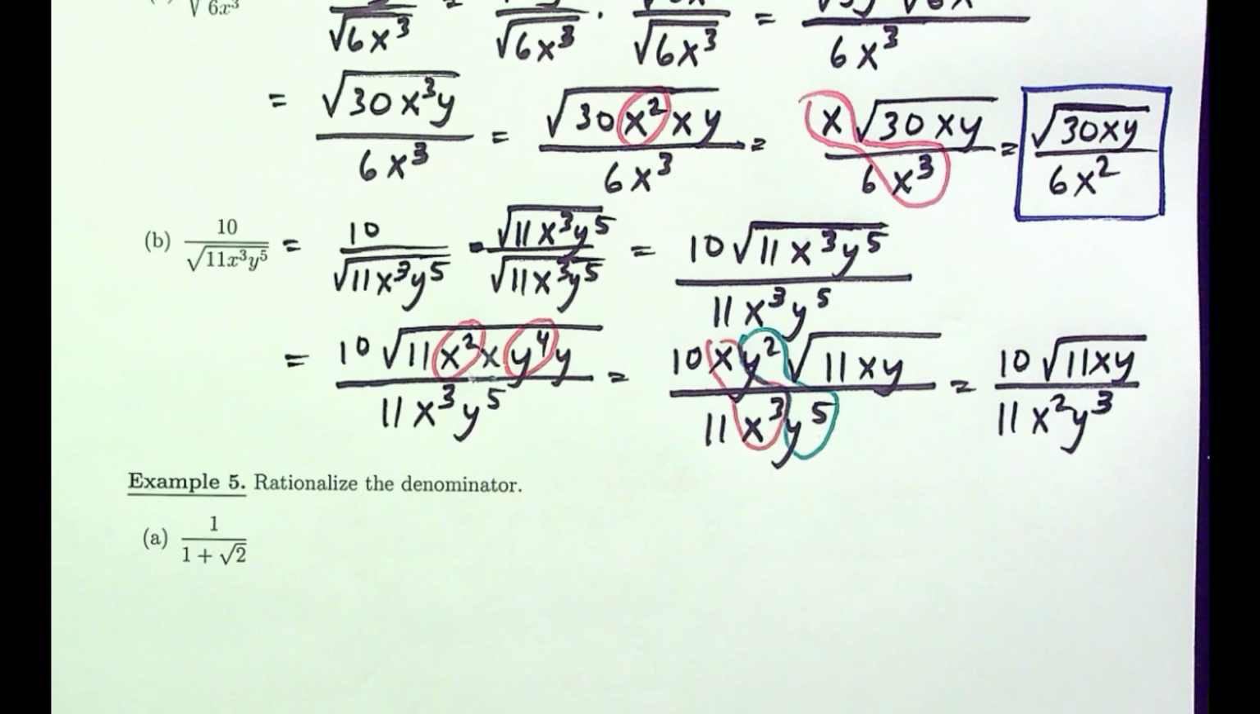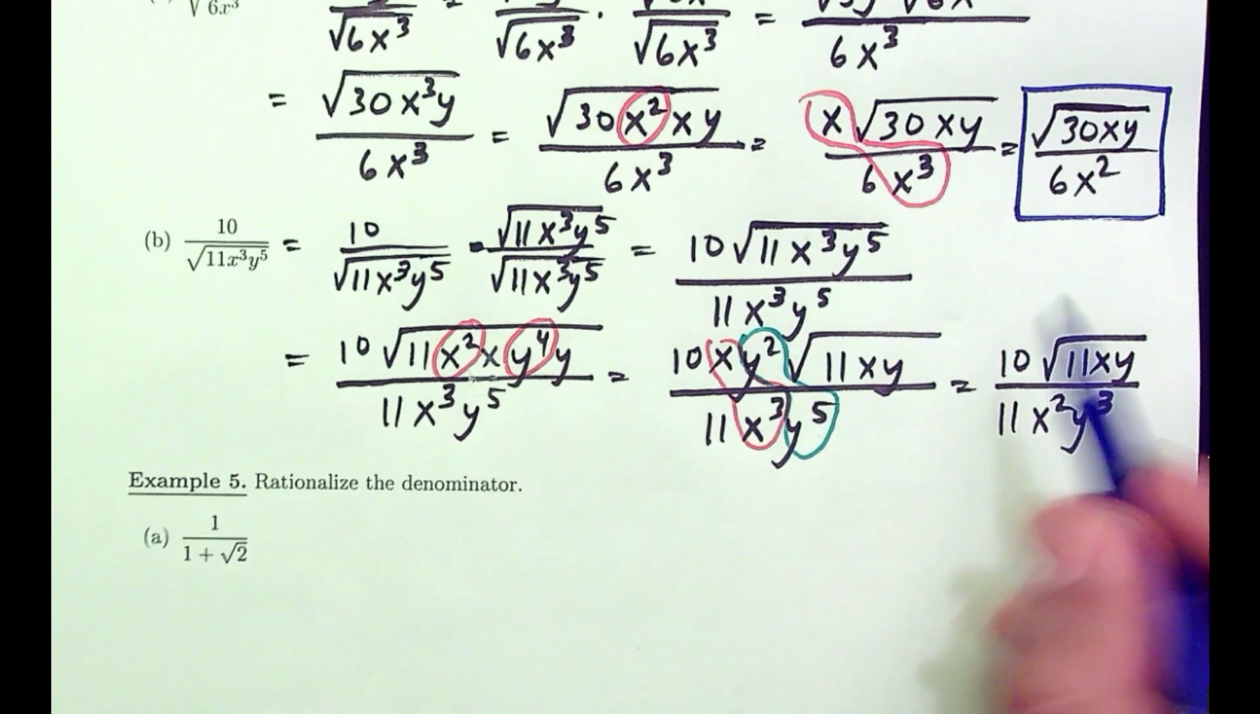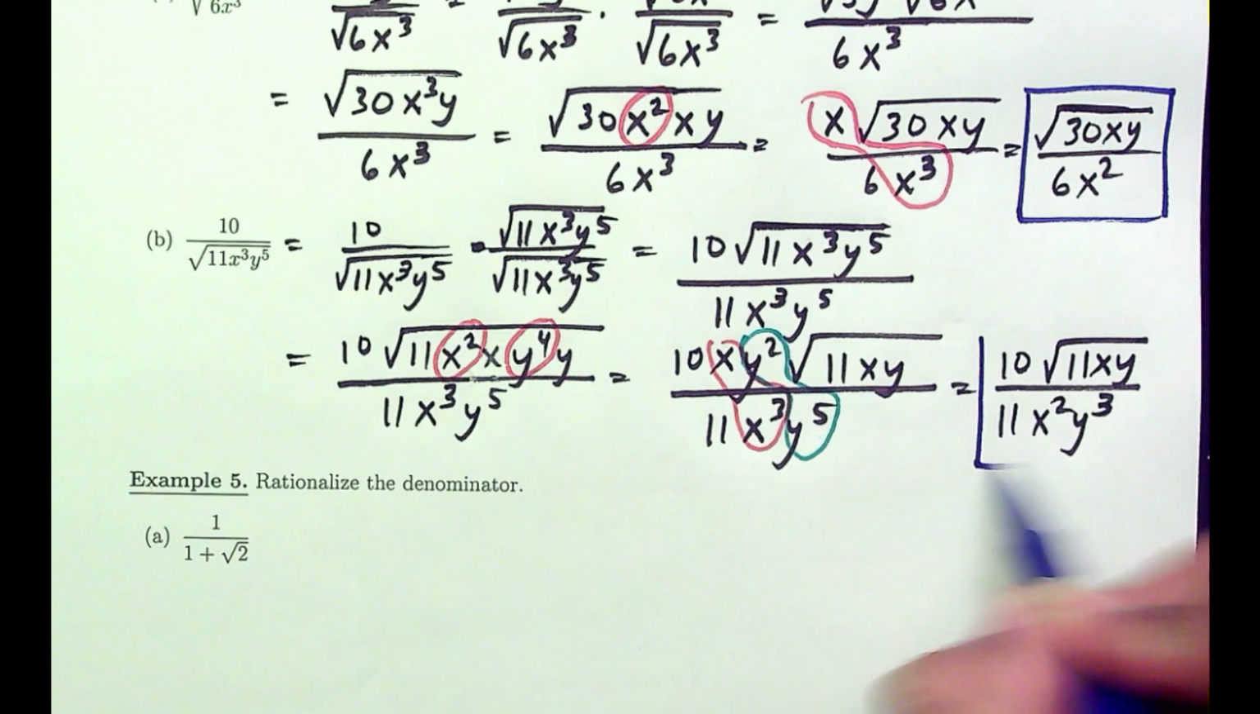And that's it. You cannot cancel or combine things that are inside a square root with things that are outside of the square root. So that is the end. I cannot simplify any more.